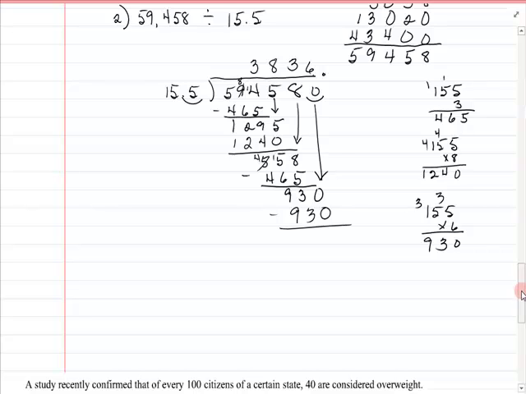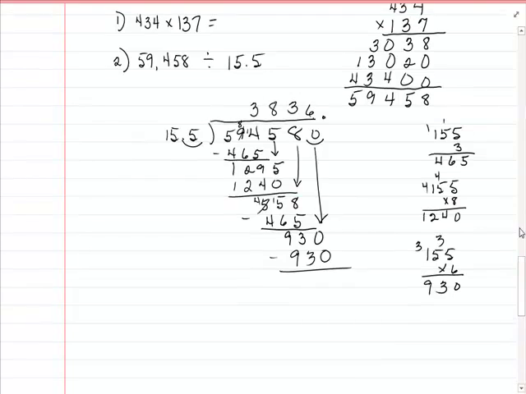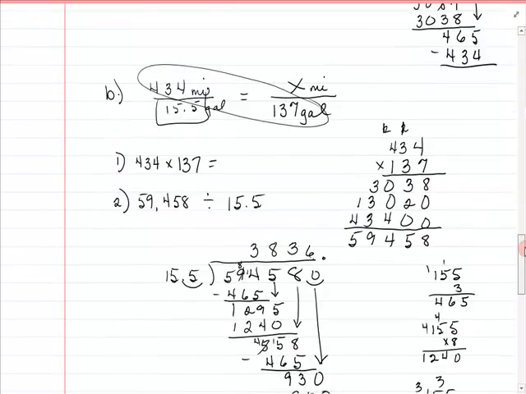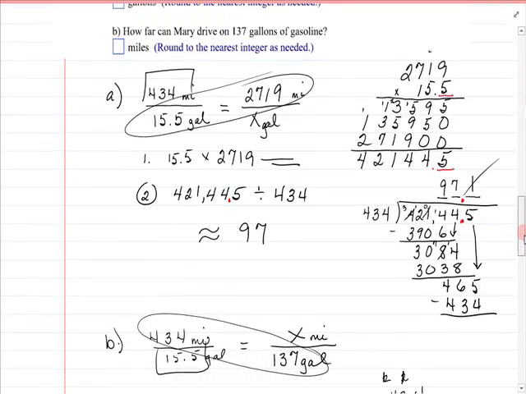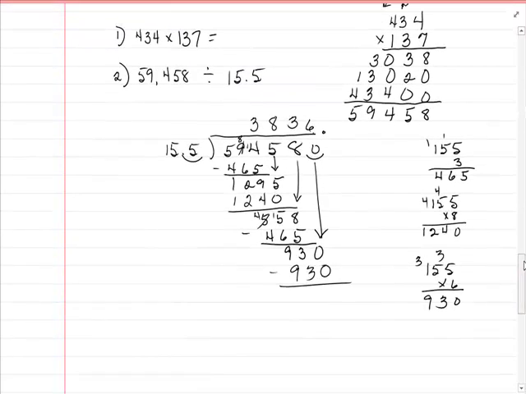And my goodness, I'm exhausted. It turns out that if she buys 137 gallons of gas, she can travel 3,836 miles.